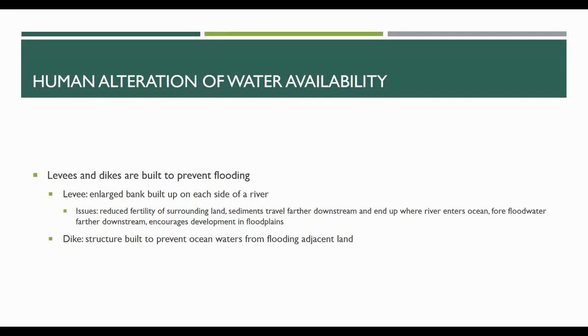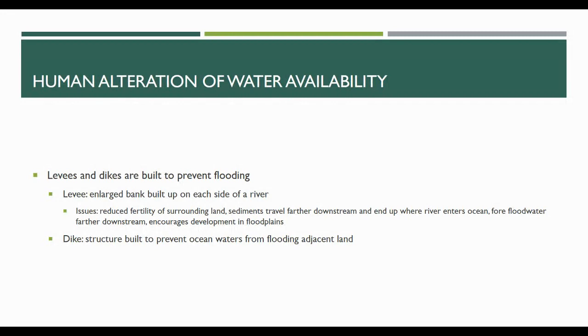Next, we're going to look at the human alteration of water availability. And we do that by several different things. First, to help prevent flooding, humans have built both levees and dikes. A levee is an enlarged bank that's built up around each side of a river.